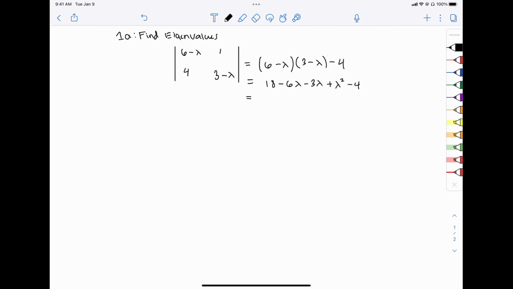Let's simplify that a little bit. I'm going to put them in descending order by powers. So we'll have lambda squared, then negative 6 minus 3 lambda, which is negative 9 lambda, and then 18 minus 4, which is simply plus 14. And then that equals 0.